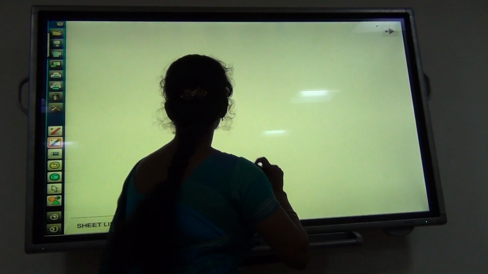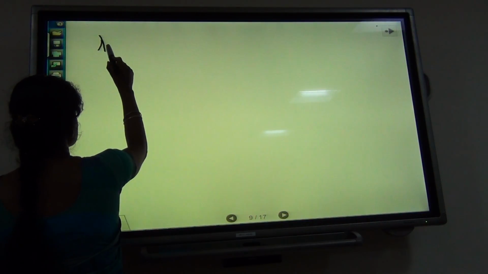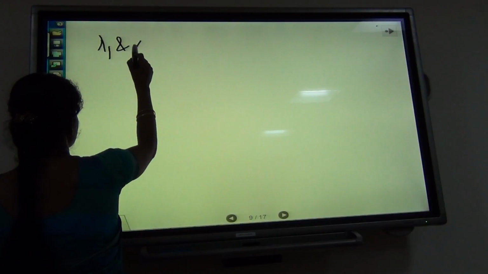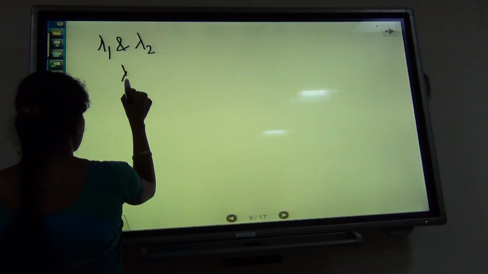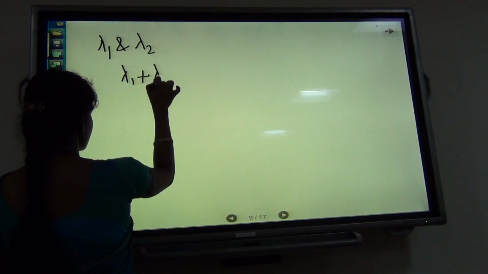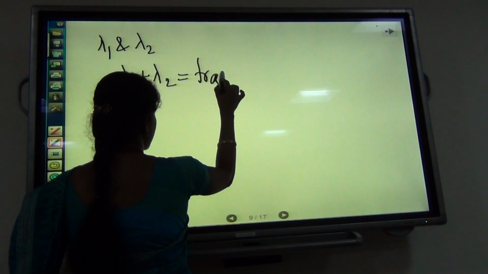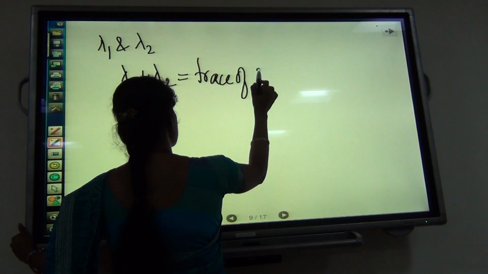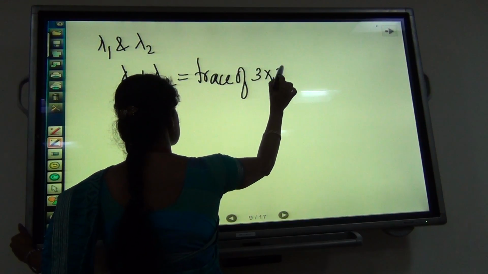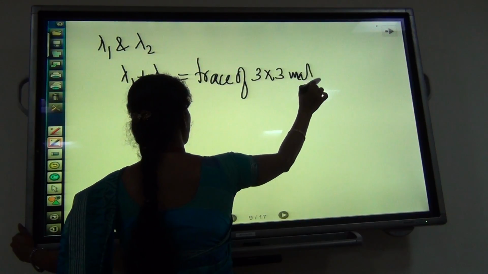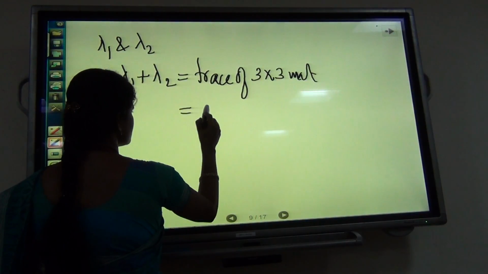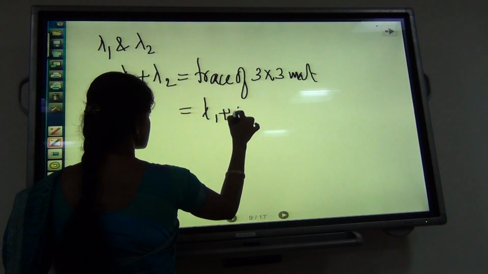Minimize. Trace, sum of two eigenvalues. Let us take lambda 1 and lambda 2 as two eigenvalues. Sum of this is what? Lambda 1 plus lambda 2 is equal to the trace of a 3 cross 3 matrix. What do you mean by the trace of a 3 cross 3 matrix? It is nothing but the sum of eigenvalues.